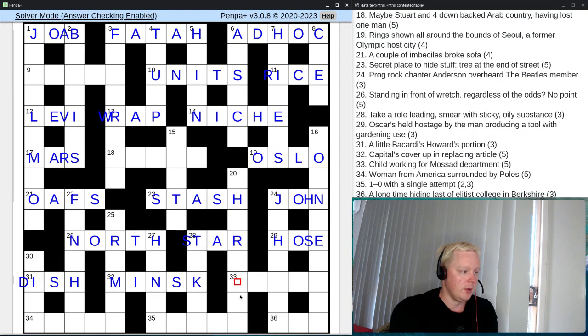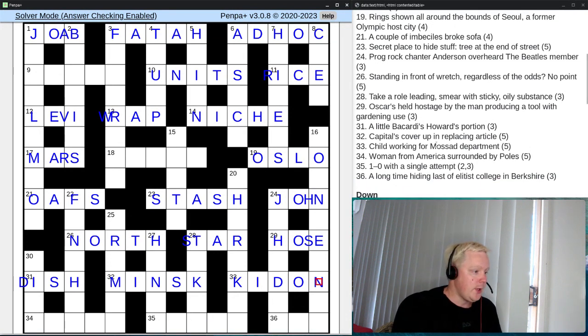Then we look at 33. Child working for Mossad department. Now this, on the other hand, is very straightforward. Just find a short word for child and a short word meaning working. A Mossad department is kidon. So a kid is a child and something's working, it's on. Three across clues left, so let's see.